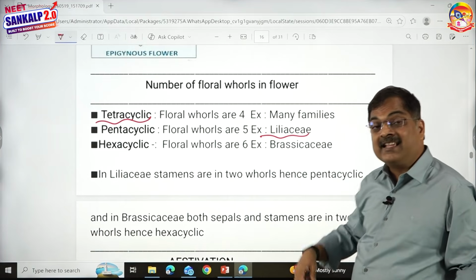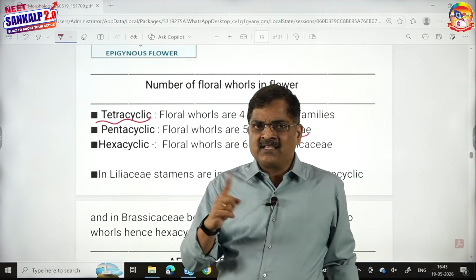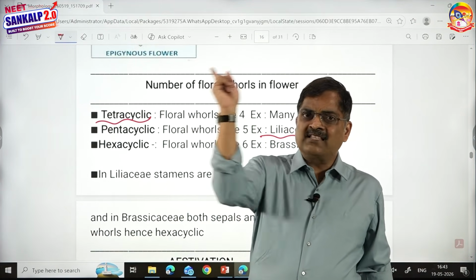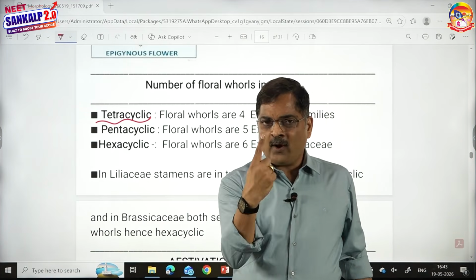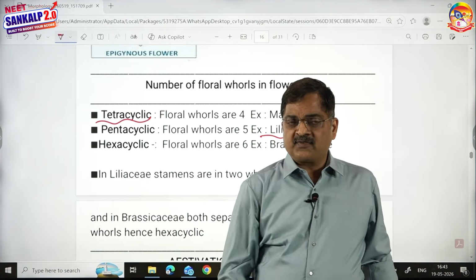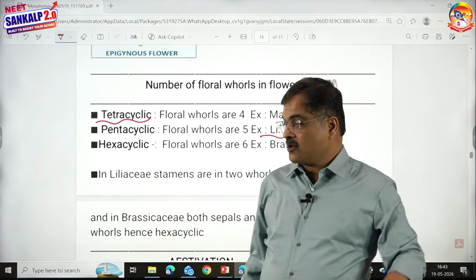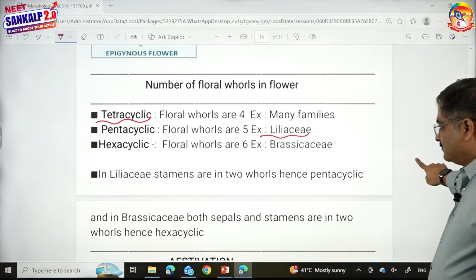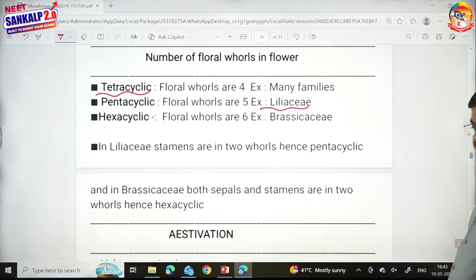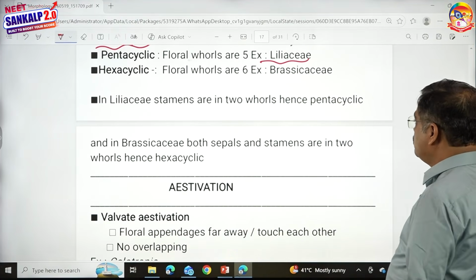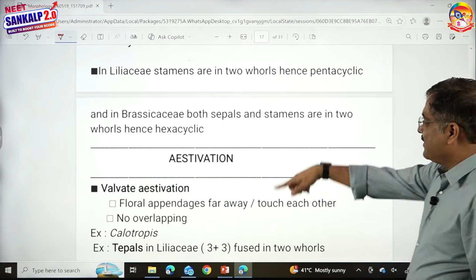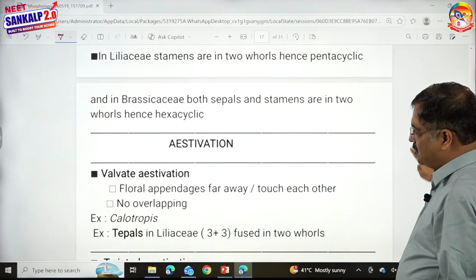Then what about Brassicaceae? Not only stamens are in 2 whorls, even the sepals are also in 2 whorls. So 2 whorls of sepals, 1 whorl of petal, 2 whorls of stamens, 1 whorl of carpel. So it is hexacyclic. Can these questions be asked? No. All right. So in Liliaceae, stamens are in 2 whorls and pentacyclic. In Brassicaceae, both sepals and stamens are in 2 whorls.